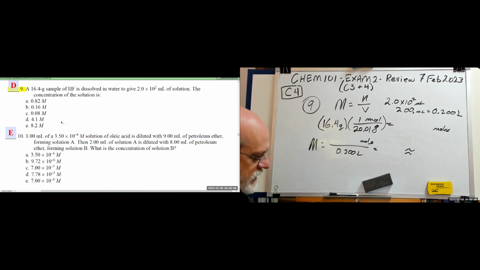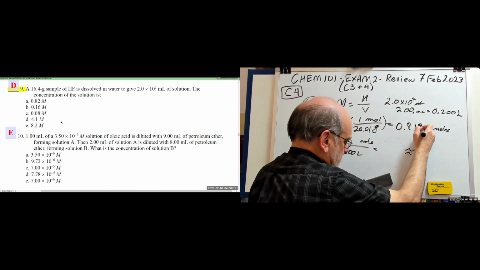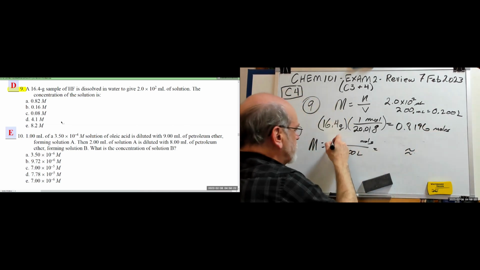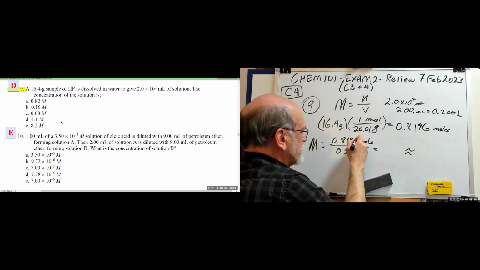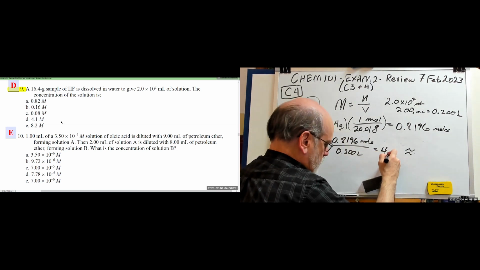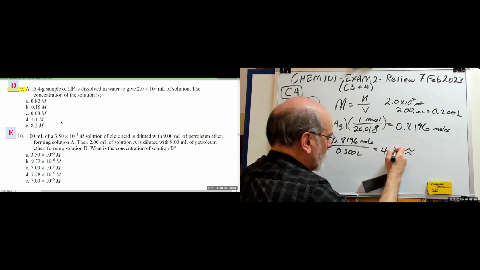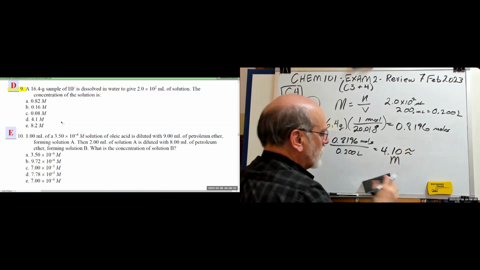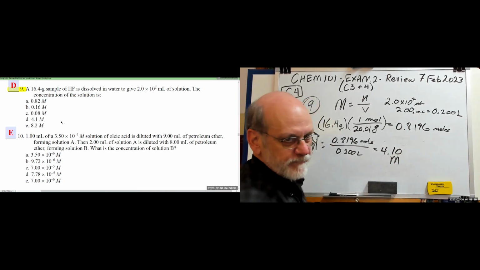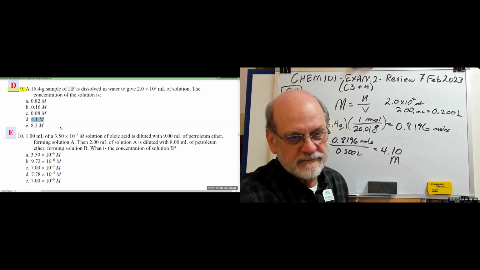All right, so let's try that again. 16.4 now divided by 20.01 is 0.8196. 0.8196 divided by 0.2 is 4.10 molar. There it is. That's the best answer. 4.1 is D.